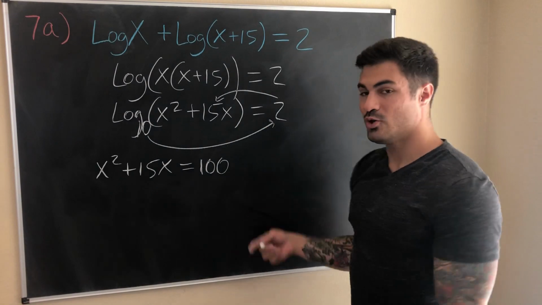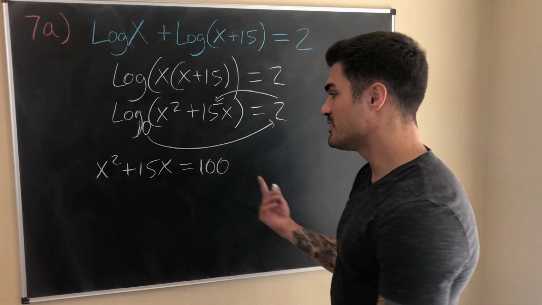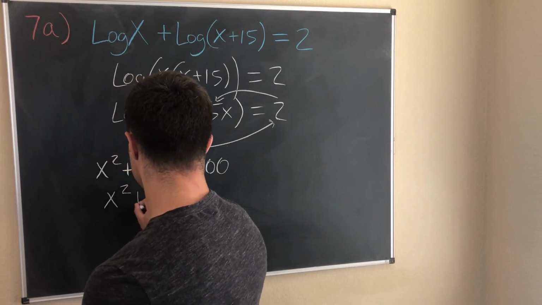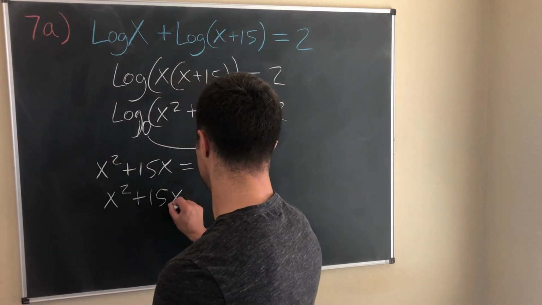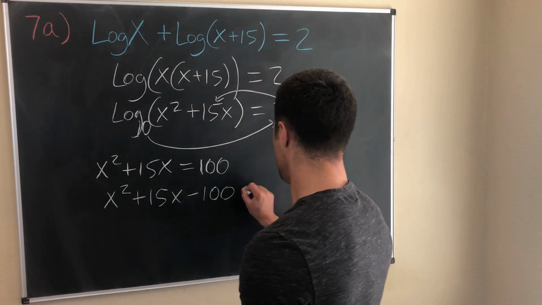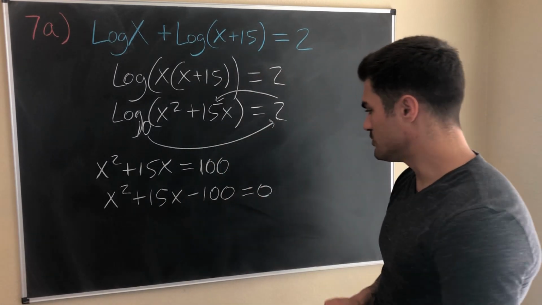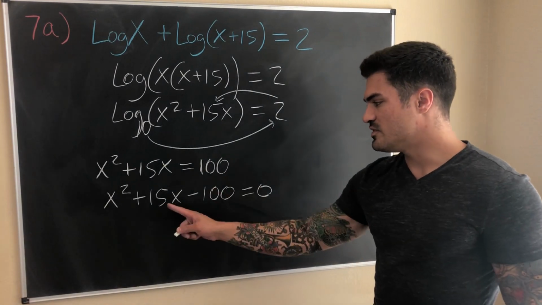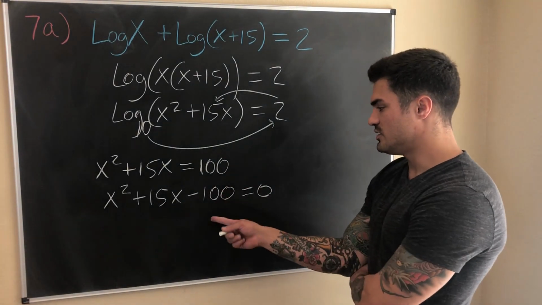Now I'm going to get 0 on one side and factor and solve, right? This is a quadratic equation. Pretty straightforward algebra from here. So x squared plus 15x minus 100 equals 0. What does this factor to? Two numbers that multiply together to be 100 and add together to be 15. There's quite a few factors of 100, but let's see.